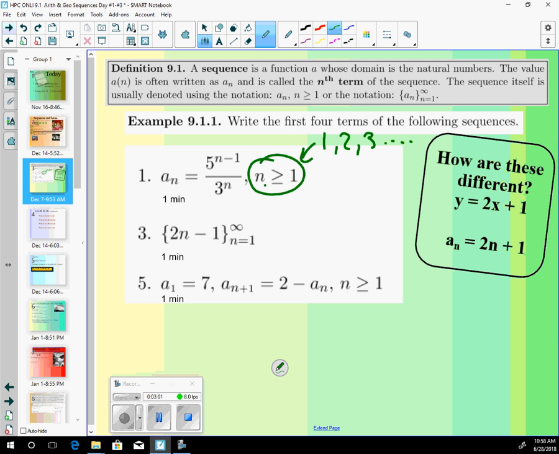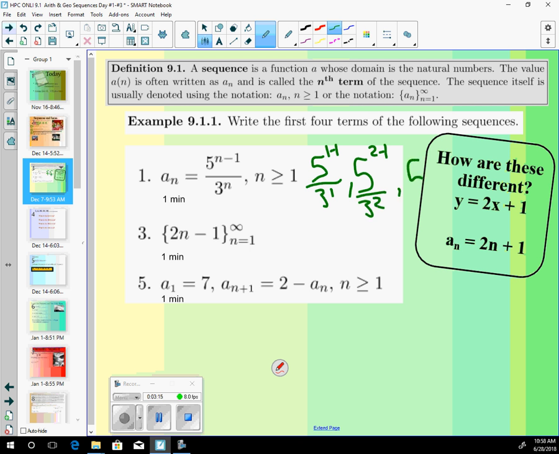So it says write the first 4 terms. That's easy. We put a 1 in. You get 5 to the 1 minus 1 over 3 to the 1. Then it'll be 5 to the 2 minus 1 over 3 to the 2. And then it'll be 5 to the 3 minus 1 over 3 to the 3rd, and of course 5 to the 4 minus 1 over 3 to the 4th.